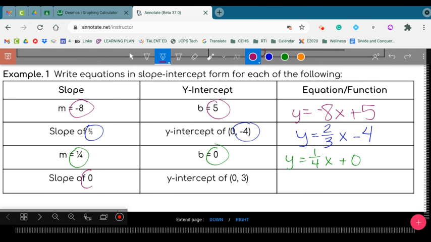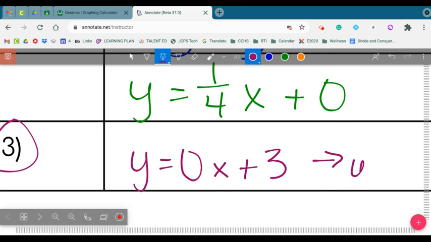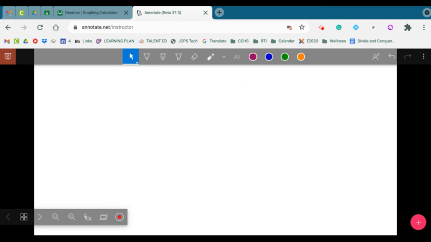The last one, we have a slope of 0 and a y-intercept of 3. So this would be y equals 0x plus 3. 0x is 0, so this is the same as y equals 3. If you guys remember, this is our horizontal line. Okay, let me know if you guys have any questions on that. We're going to move on to the next page.